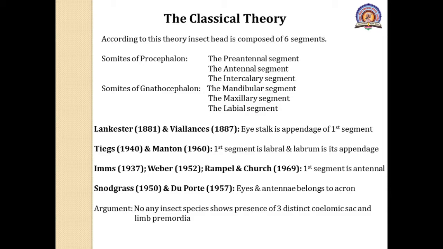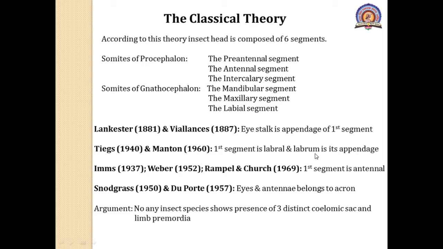For example, Lancaster and Williams referred to the eye stalks as the appendages of the first segment, and they named this segment the ocular segment instead of the preantennal segment. Another prominent entomologist, Teague and Manton, consider that the first segment is a labral segment, with the labrum as its appendage in the adult condition.